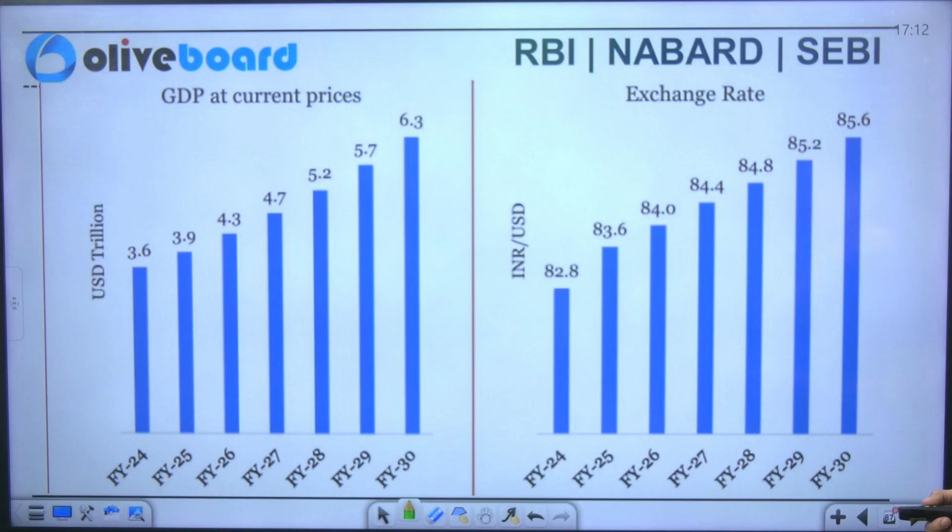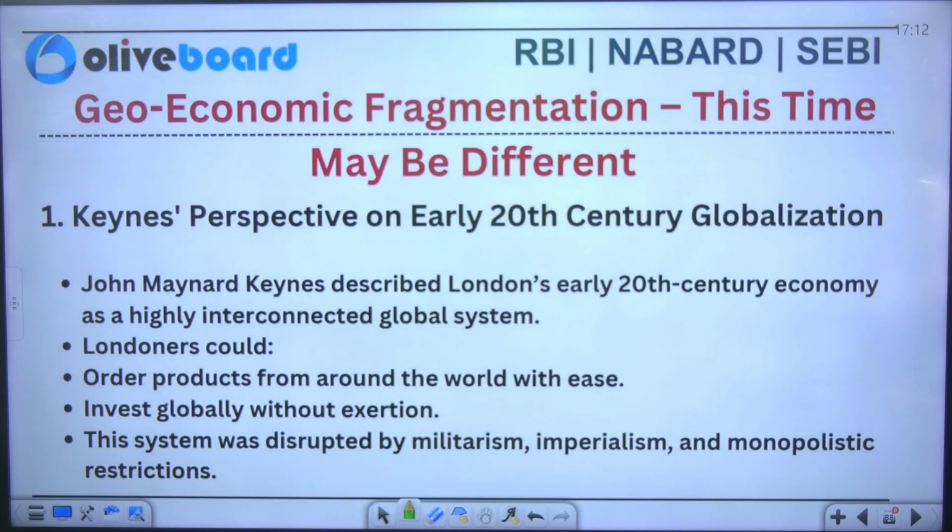Now you can see the chart here, GDP at current prices by financial year 2030. We are expecting it to be 6.3 USD trillion. Exchange rate जो है 30 तक कितना हो जाएगा, 85.6 something जो है वो हो जाएगा. Now we are talking about geo-economic fragmentation. This time may be different. Now how it is being said.